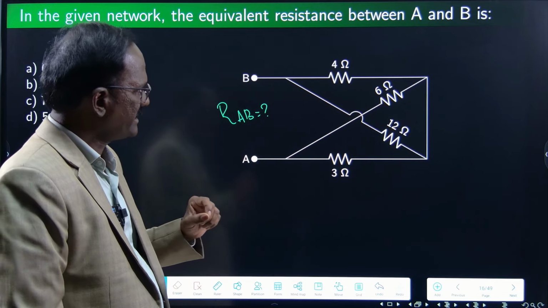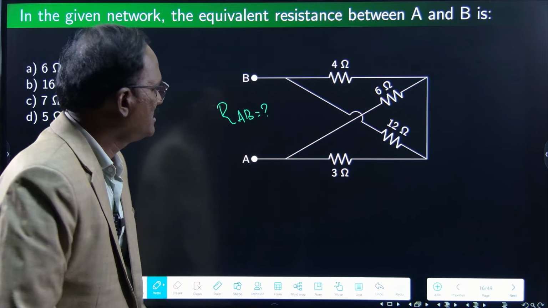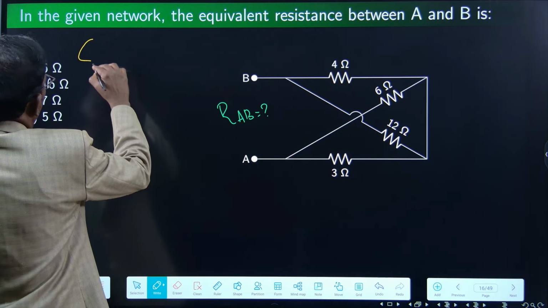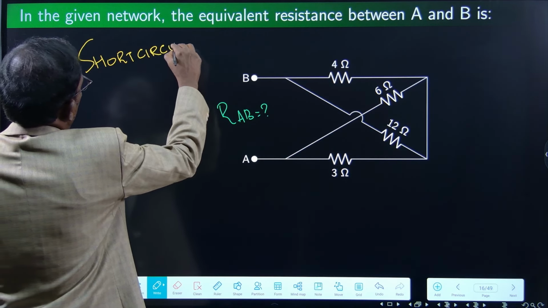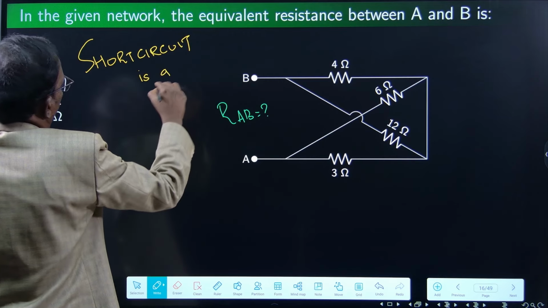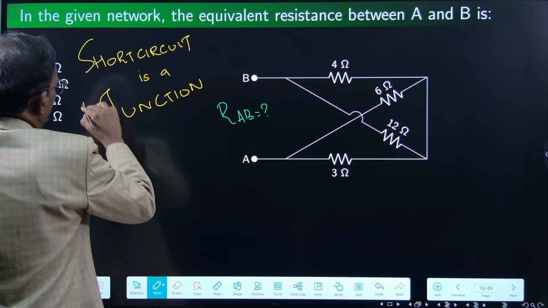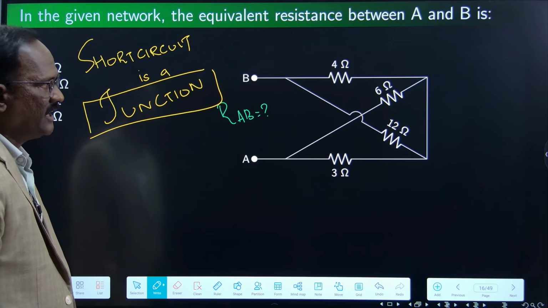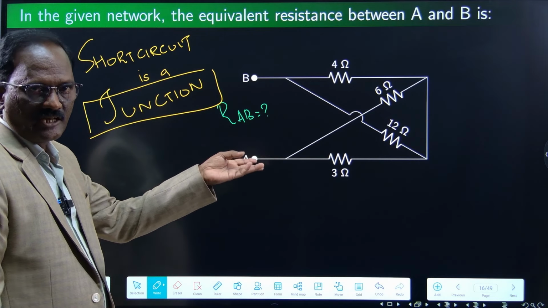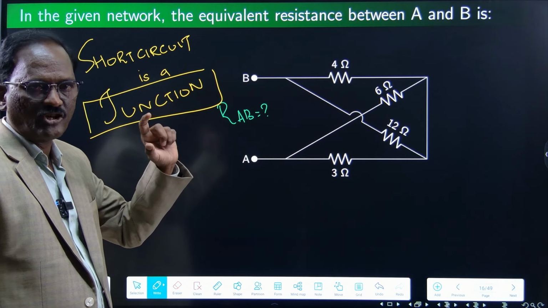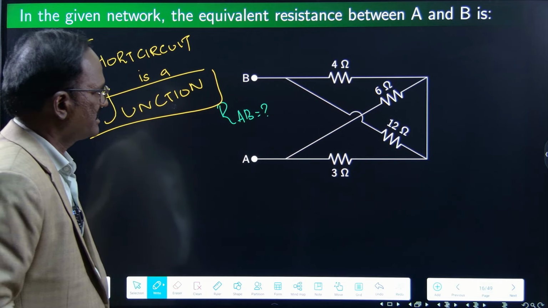That is the idea. The trick is, already I have told you, short circuit is a bypass. Another trick is, short circuit is a junction. This is the trick we are going to use and we will redraw it. Short circuit is a bypass. A couple of problems back we have used that concept. Here short circuit is a junction.